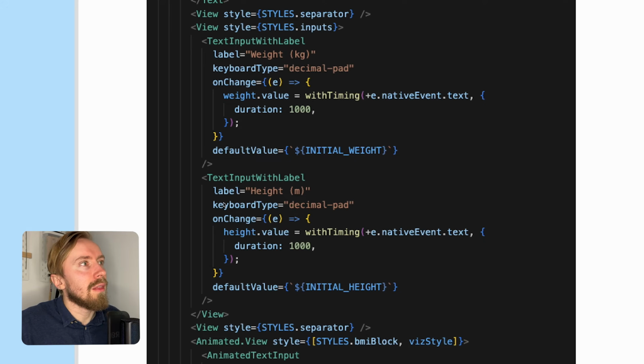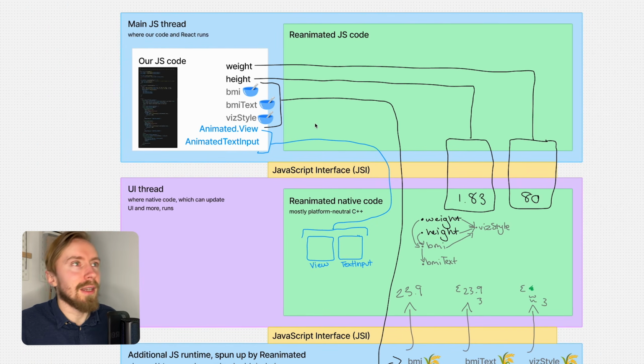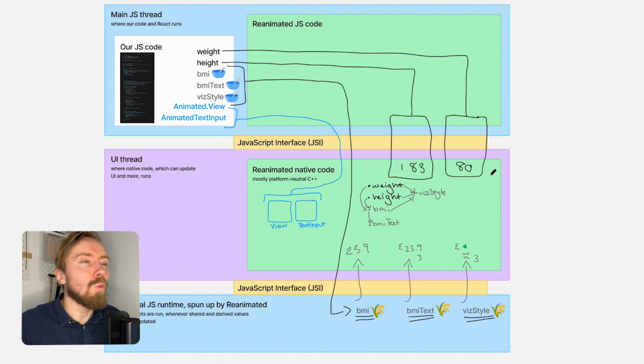In other words, the weight value doesn't get set to 90 in this case right away. Instead, we essentially give Reanimated a destination, in this case 90, and some instructions as to how to get here, in this case a duration of 1 second. And then Reanimated schedules a series of updates according to our instructions.